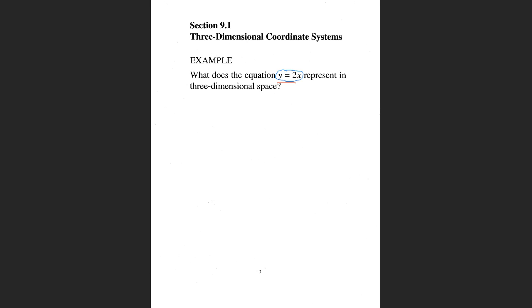But now we're working in 3 dimensions, 3-dimensional space. So y equals 2x can't be a line. It has to be some kind of surface. It can't be a line, but still it has the property of a line in a sense.